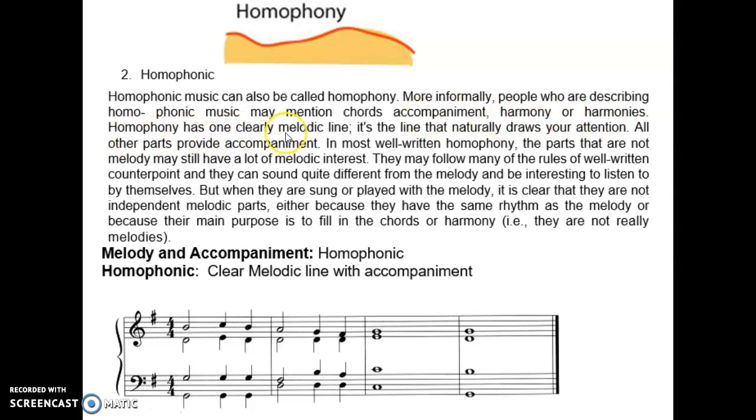Homophony has one clear melodic line. So there I see the line, and then I have accompaniment. Okay? It's the line that naturally draws your attention. That is the melody line. All other parts provide accompaniment. In most well-written homophony, the parts that are not melody may still have a lot of melodic interest. So it can be quite interesting.